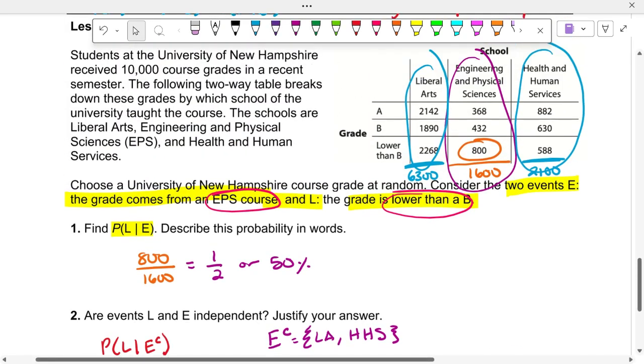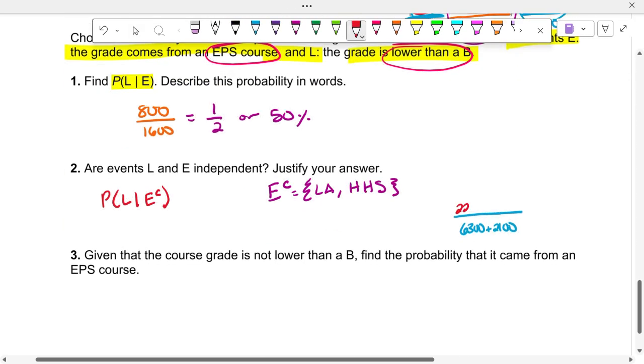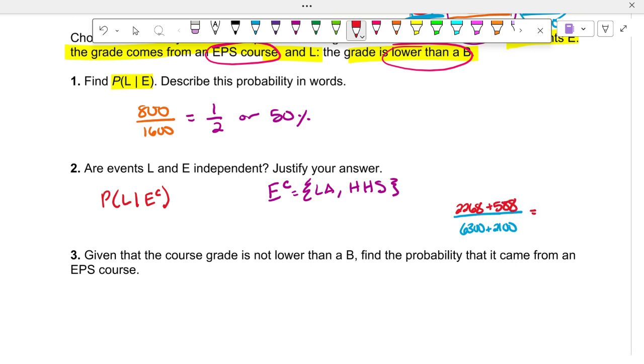Then we want it to be lower than a B. So which two numbers am I looking at for these two columns for lower than a B? 2268 and 588. Good. So we would have to add those two together. All right, so if I do 2268 plus 588, what do I get? 2856 over 8400.